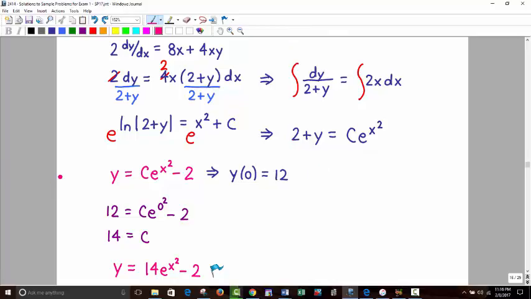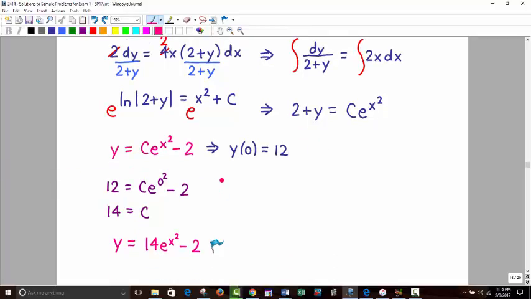So I'll bring the 2 over. So here's the general solution for this problem. y equals ce to the x squared minus 2. So if we didn't have that initial condition, y of 0 equals 12, we would be done. But now we have to use that to solve for c. So you put 0 in for x, and you put 12 in for y on the left. So 12 equals ce to the 0 squared minus 2. Well, e to the 0 equals 1. So that leaves you with 12 equals c minus 2. Add 2 to both sides, so c would be 14.